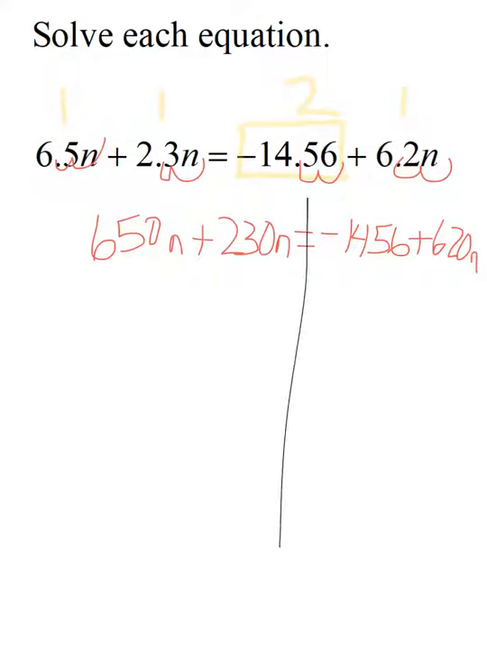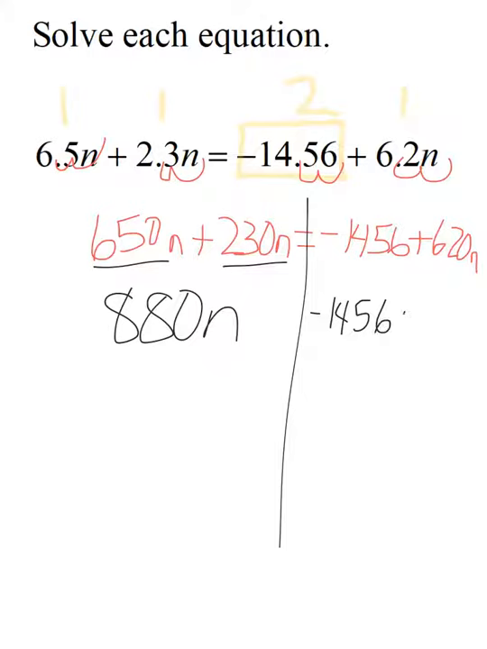On the left-hand side, the 650 and 230 can be combined. So that gives me 880 n's on the left-hand side. On the right-hand side, the negative 1456 is a constant, and the 620 n's are variables, so those cannot be combined.